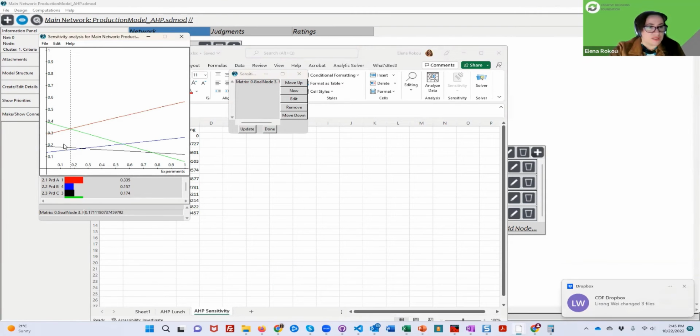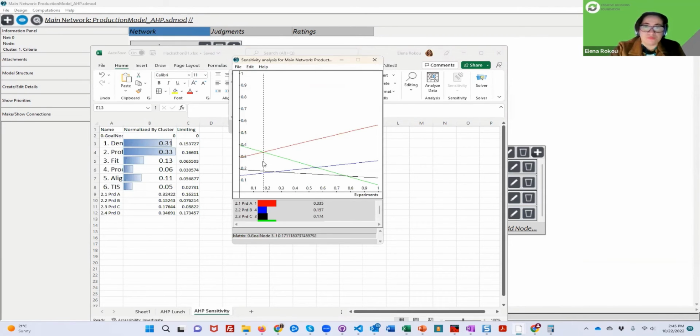Different situation here. We have a cross point at 17%. The actual priority is 13%. Not very close, but close enough to make me think about it and consider the situation. Same case. The more you care about the fit, the better A becomes. The less you care about fit, the better product D becomes, which makes sense.